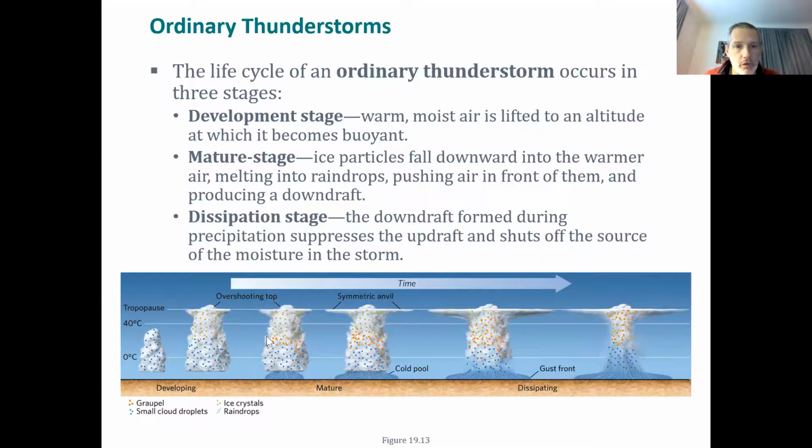let me get my arrows here. This little bit of droplets is going to start to fall back down, creating a downdraft. And the updrafts and the downdrafts will eventually cancel each other out, and we'll end up with a dissipating thunderstorm at the end of this with a gust front.